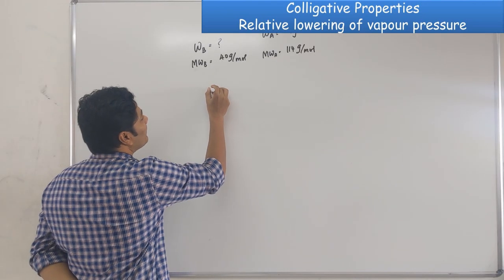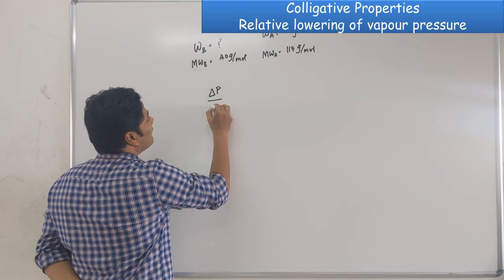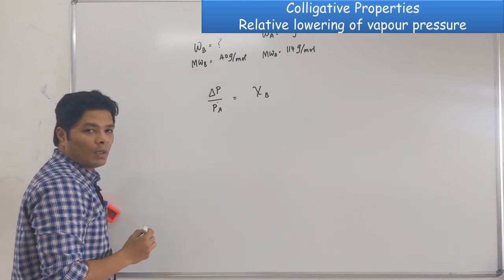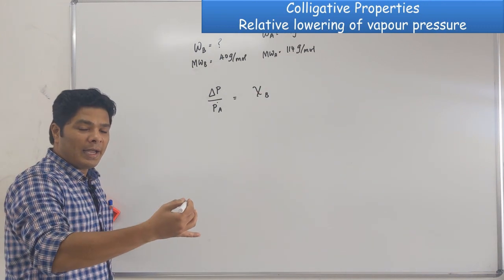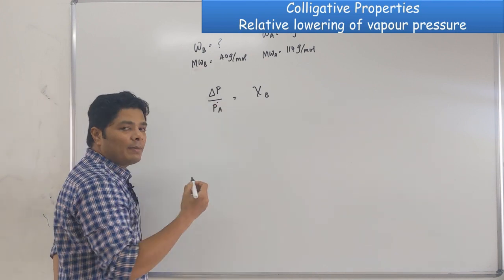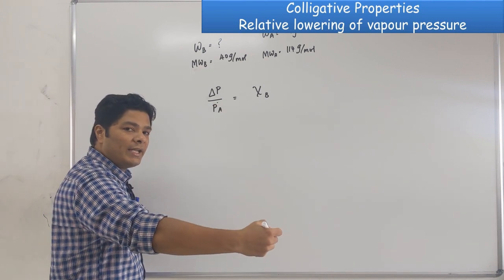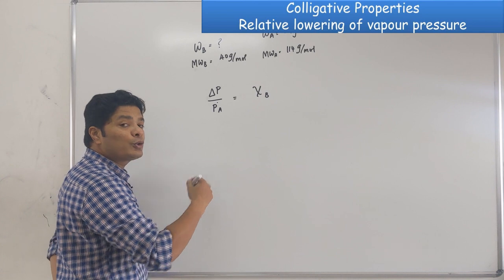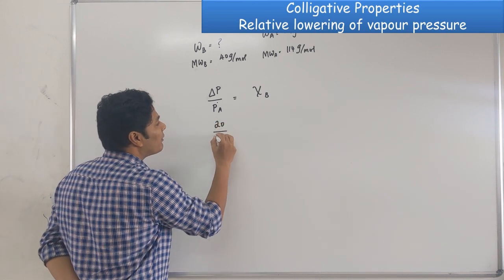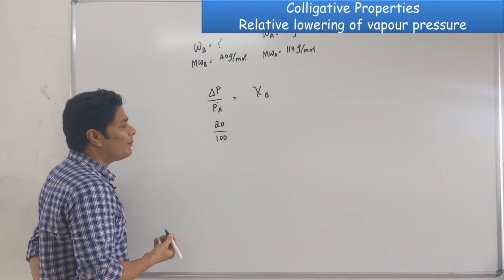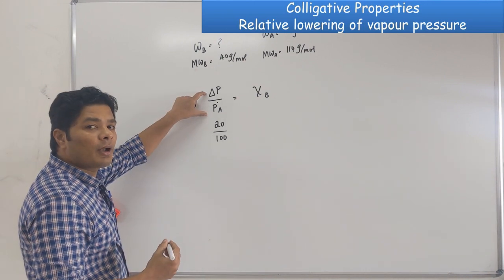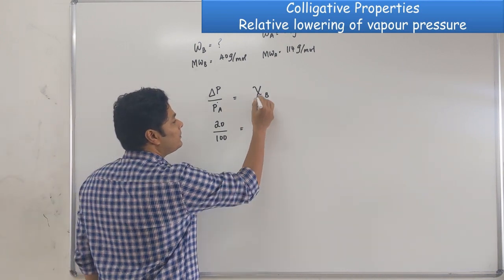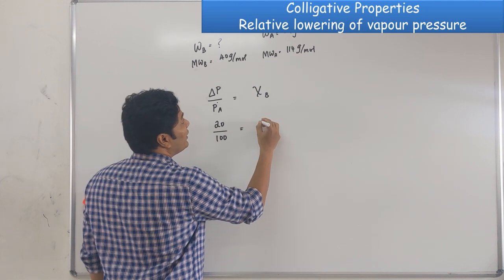Okay, so now what we know is delta P divided by P naught A equals chi B. This we know. So the new weight is 80% of what you have. So if you have gone from 100 to 80, the difference is 20. So even though they give you the vapor pressure as reduced to 80%, the change is actually 20 out of 100. So this is the only way you can complicate relative lowering of vapor pressure. They have reduced it by 20 so that 100 becomes 80. That equals chi B. So this is going to be pretty straightforward.